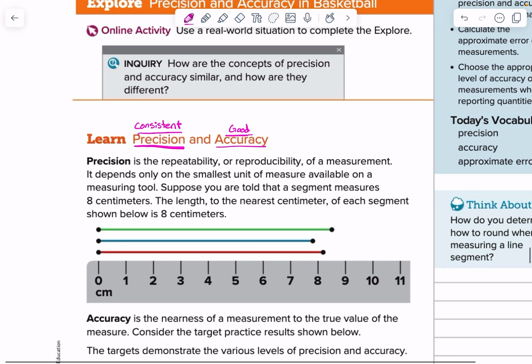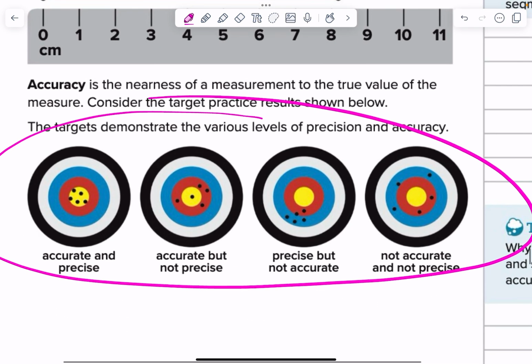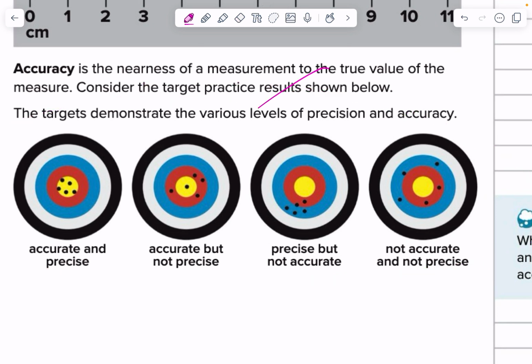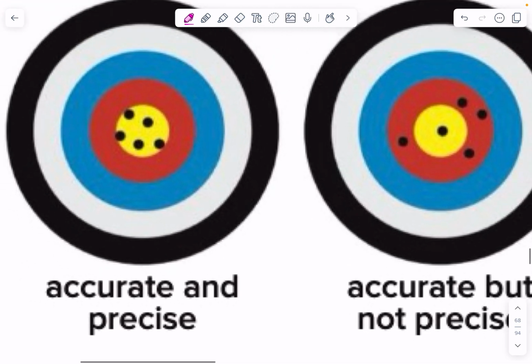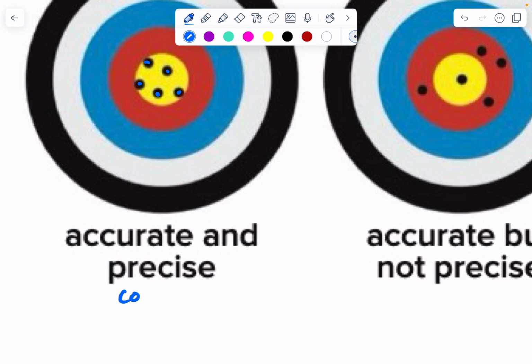And I like this target right here. Look at this picture to represent the difference between precision and accuracy. So down here, notice that all of these little dots where I've shot the target are right close together. Okay, that means consistent. So it is consistent, which means it's precise, and accurate means it's good. They're all in the middle of the target and they're all right together. So good, consistent, it is accurate, and it's precise, okay?